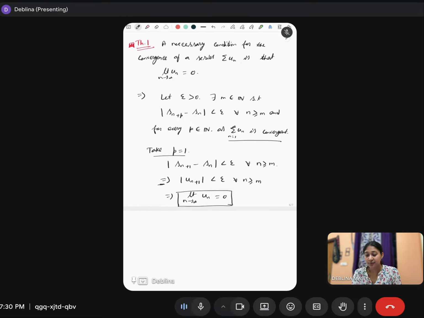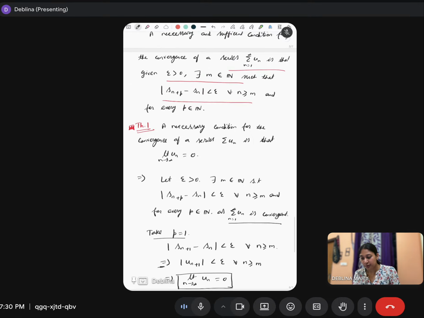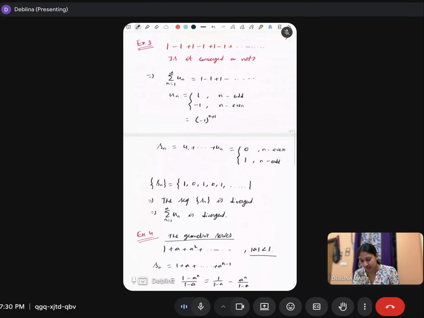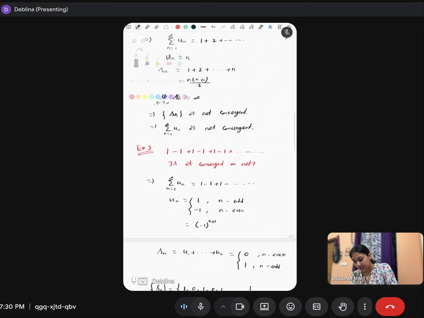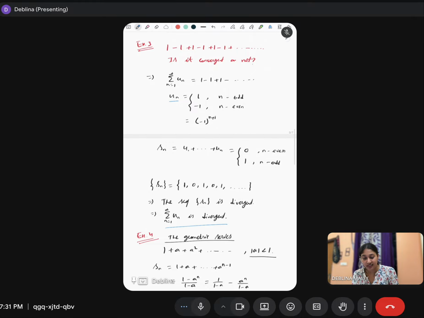Right? So if a series is convergent, then the nth term must go to 0 as n goes to infinity. Now if we look at this example, exercise 3, we can see that u_n is 1 or minus 1 if n is even or odd. So u_n does not go to 0 as n goes to infinity, so this series cannot be convergent. And we have also proved that this is divergent.